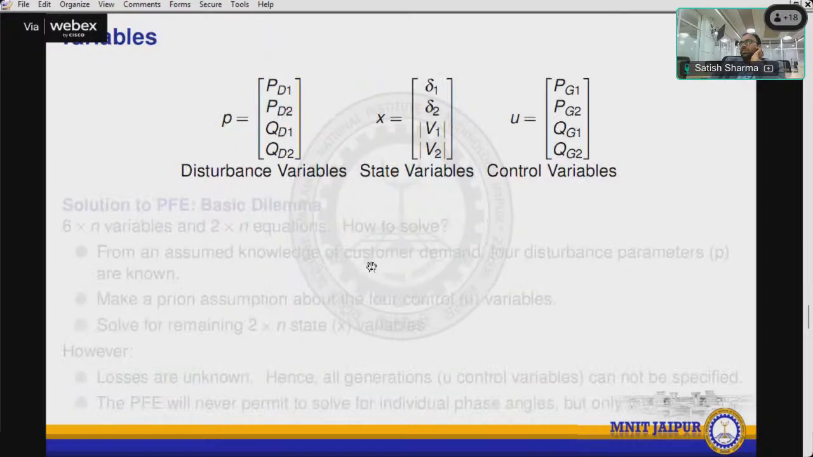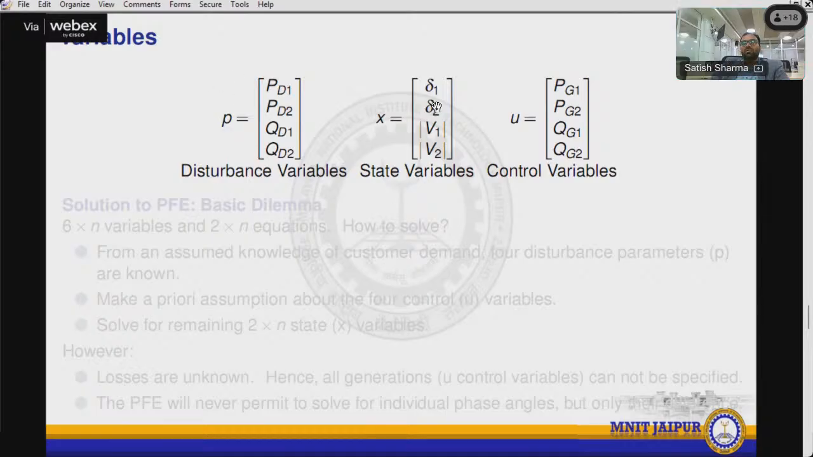Now if you look at the variables, there are different variables, and they are defined as PD and QD. So these are like active power demand. Then we have voltage, and then we have power generation. Generally, in power system operation, we call these PD and QD at the demand a disturbance variable. So they are basically creating a disturbance in the system. Because of that disturbance, state variables are changed, and then with the help of the power generation, we control them.